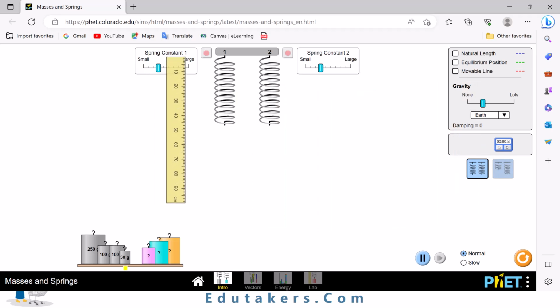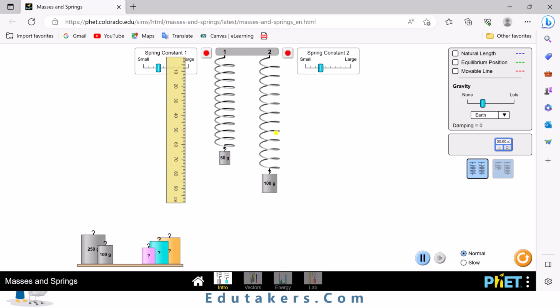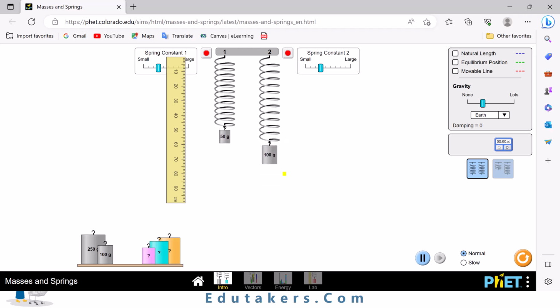After that, there are different masses given here. First of all, you have to note the reading from the ruler in the equilibrium position when you don't attach any masses. After that, I suppose I attach the mass of 50 gram. Then you can see the spring starts vibration. So you actually have to find out the length of that spring now. Then increase the masses. I attach here 100 gram. Now again note the reading of this length of the spring.